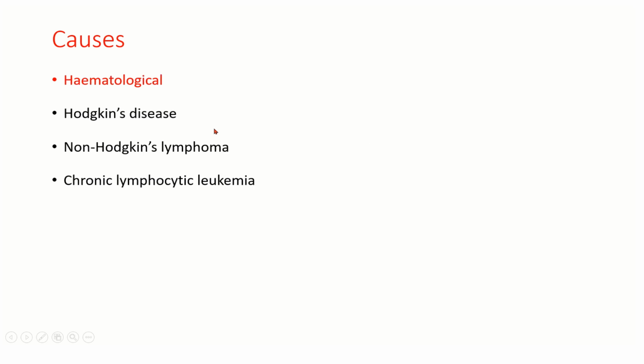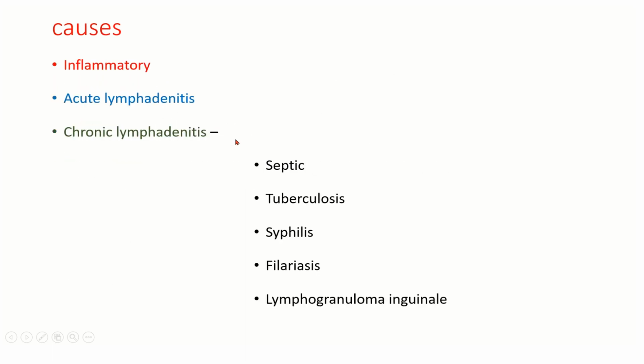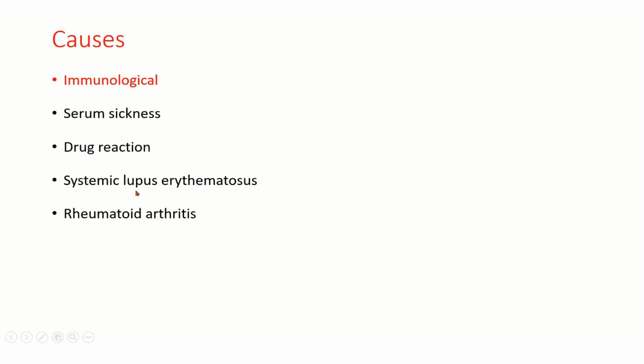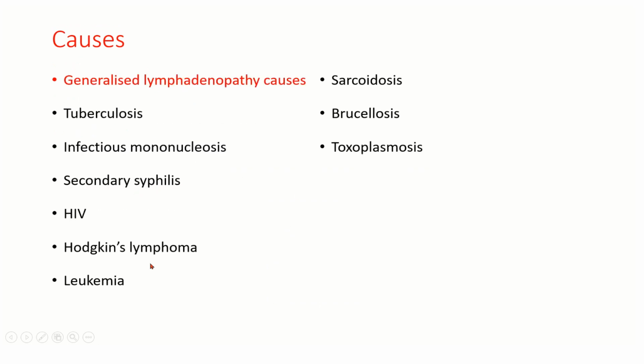In the earlier cases, like sepsis, tuberculosis, syphilis, filariasis, certain regional nodes are enlarged. But if you come back here, in these conditions, it is generalized, like multiple regions in the body are enlarged.